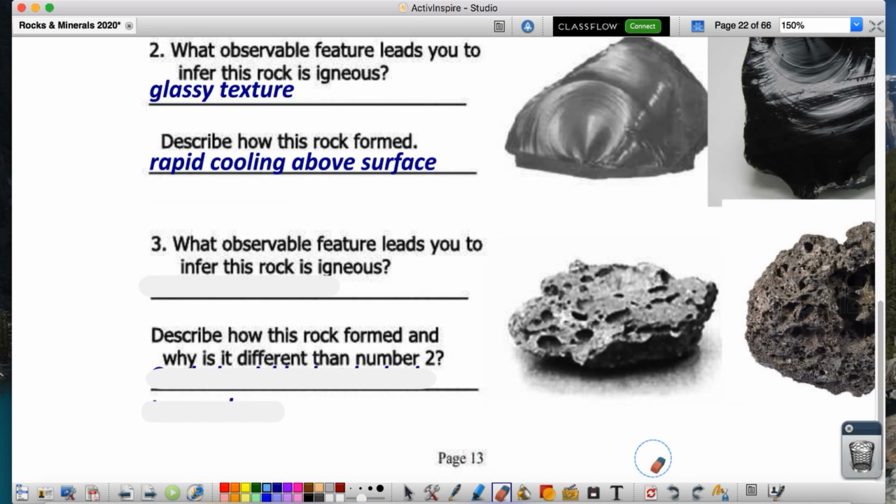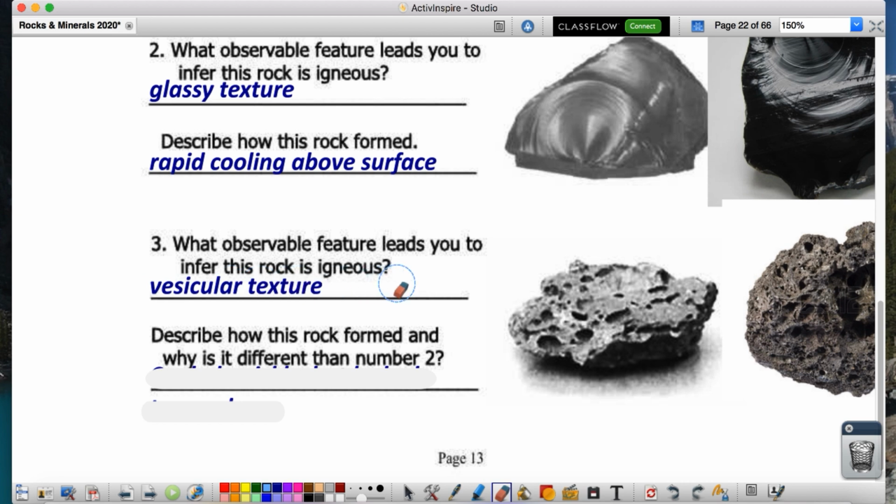And finally, the next big test right here. Look at these. Look at the texture of these rocks right here. This rock has what kind of texture? Describe the texture. I know it says what feature leads you to believe it's igneous. That's the same question. What is the word? What is that texture? Please place it right there. And the answer is the texture of that rock is vesicular.